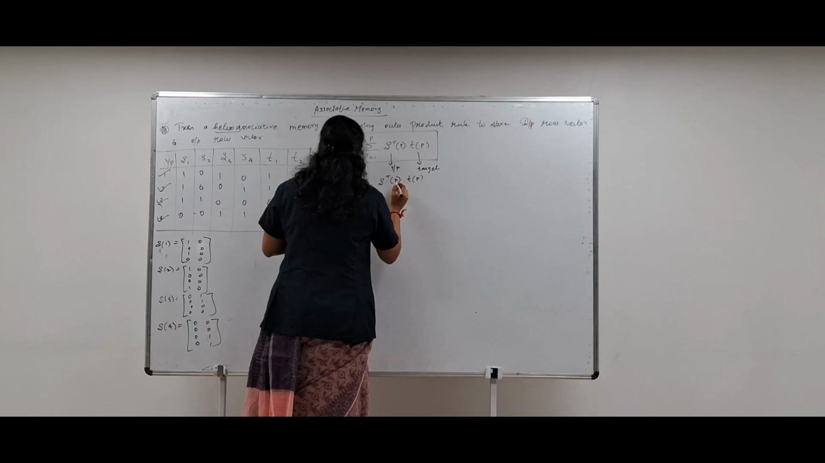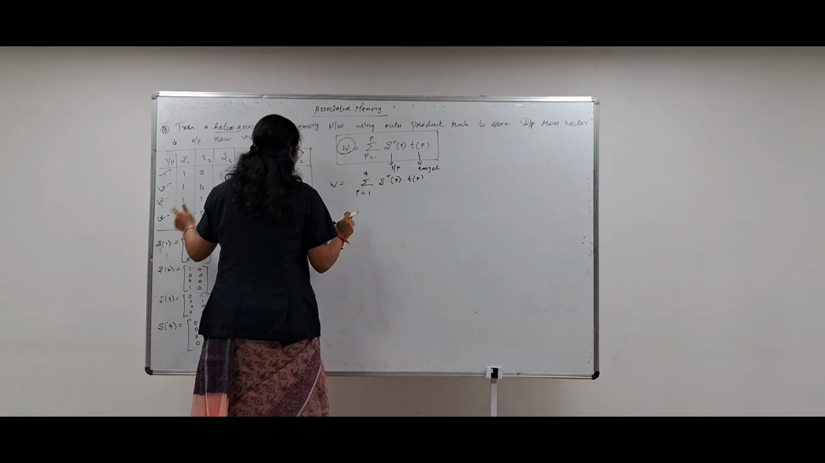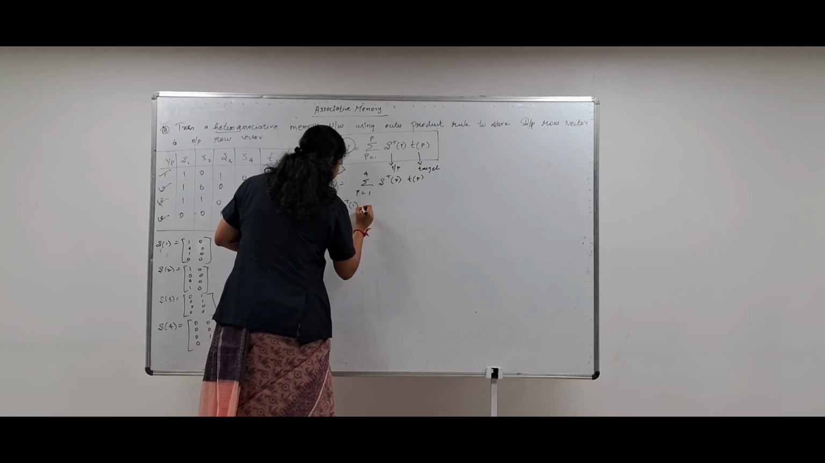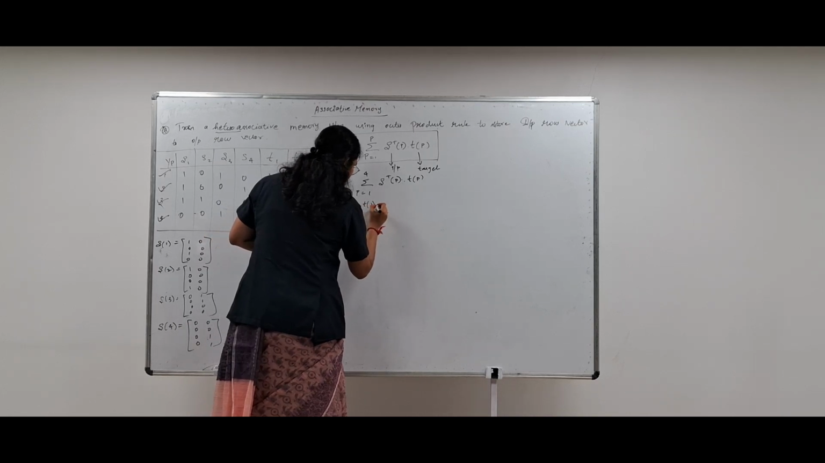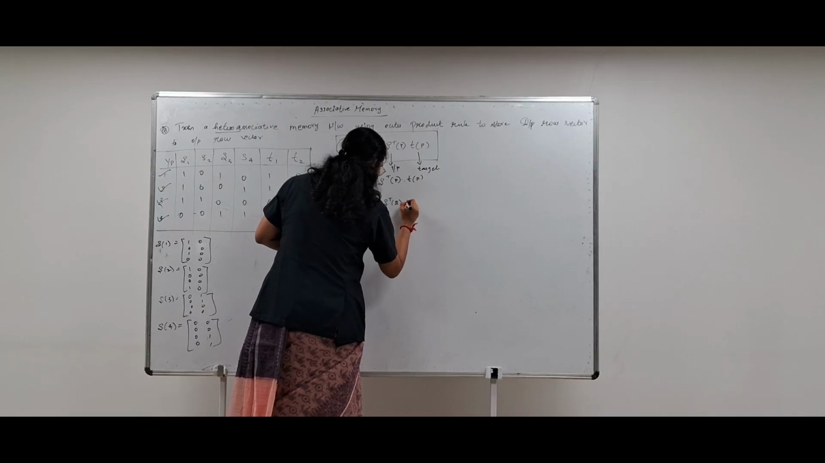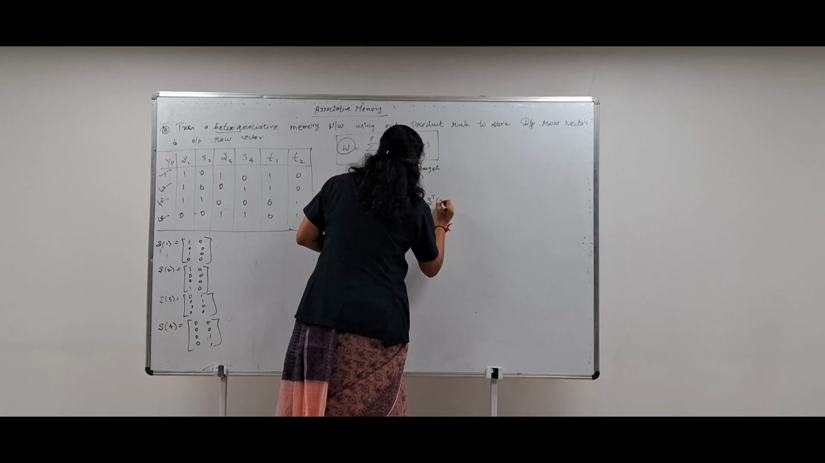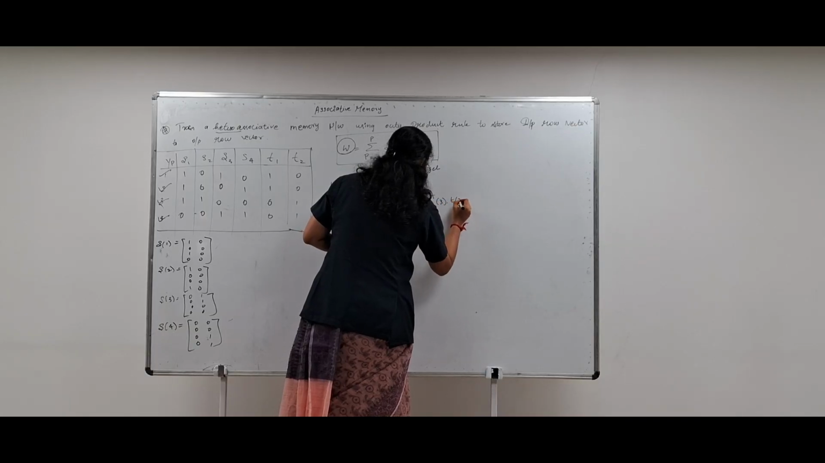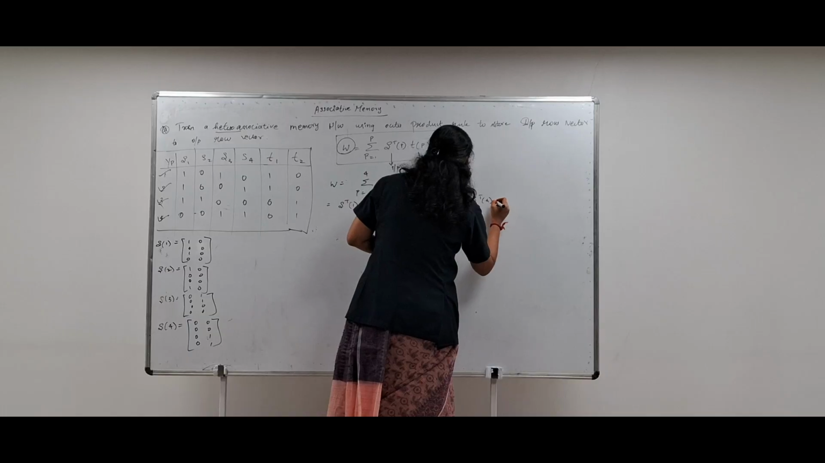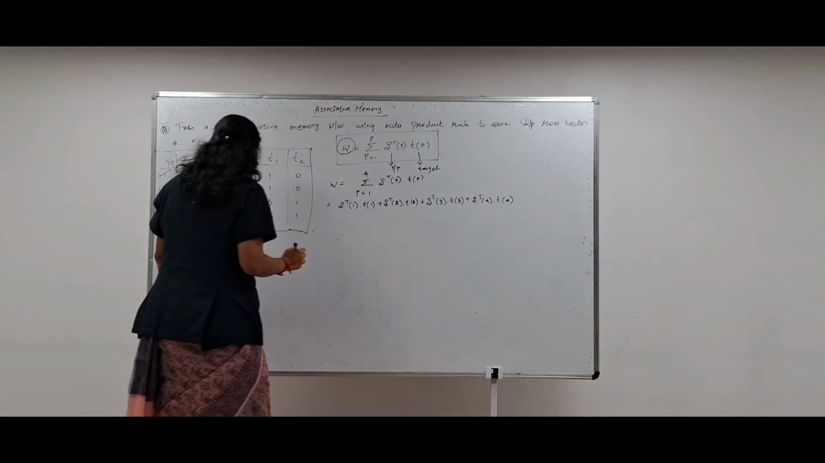Here, as per the vector, the P value is 1, 2, 3 and 4. So it will be S^T of 1 into T of 1, plus S^T of 2 into T of 2, plus S^T of 3 into T of 3, plus S^T of 4 into T of 4. Now we are going to add all these values.